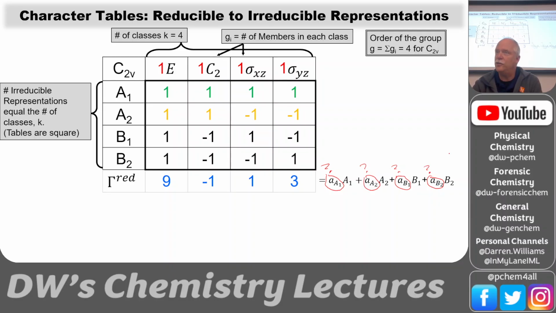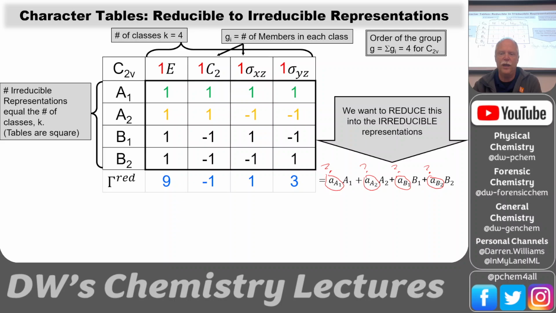So there's another equation for that. This is the equation for that. Okay? So this little a for each of those irreducible representations is 1 over g, the order of the group here, times the sum of three of these numbers multiplied by each other.